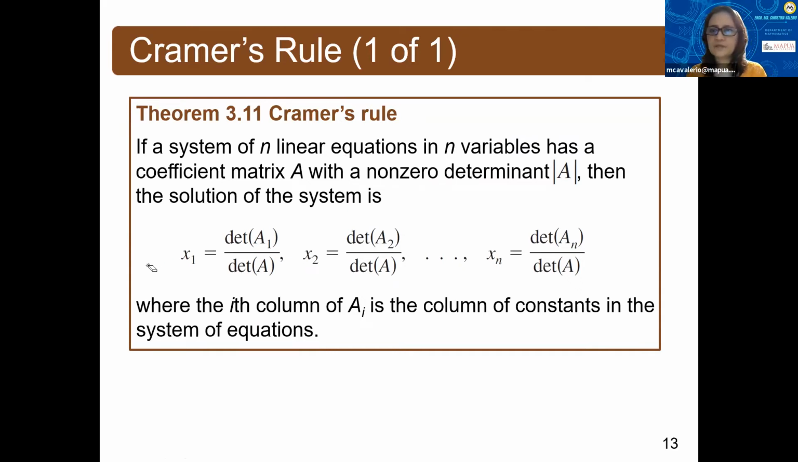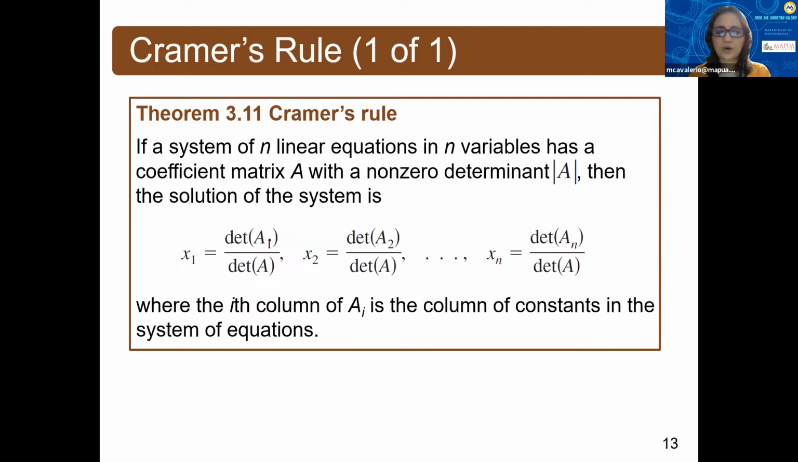Theorem 3.11 gives us Cramer's rule. It states that if a system of n linear equations in n variables has coefficient matrix A with a non-zero determinant, then the solution of the system is given by the following. The first variable x sub 1 is equivalent to the determinant of A sub 1 over the determinant of A, where A is the coefficient matrix, and the second variable x sub 2 is equivalent to the determinant of A sub 2 all over the determinant of A, up to the last variable wherein x sub n is equivalent to the determinant of A sub n over the determinant of A.